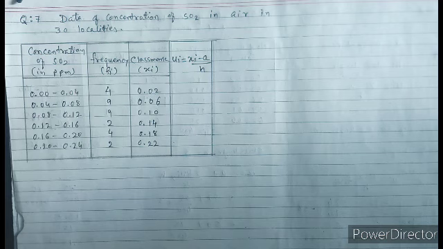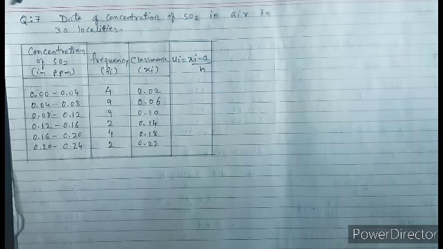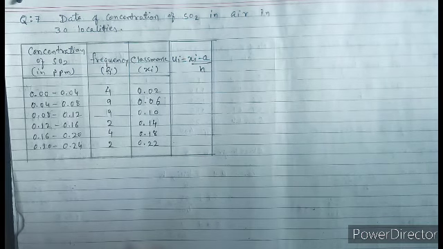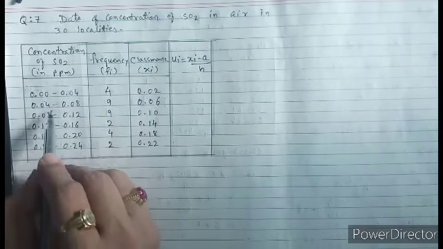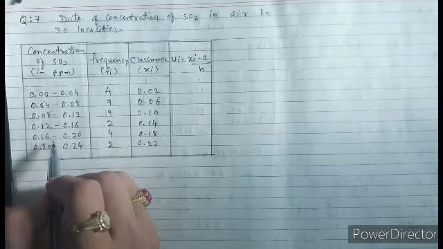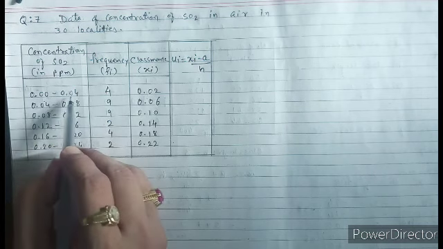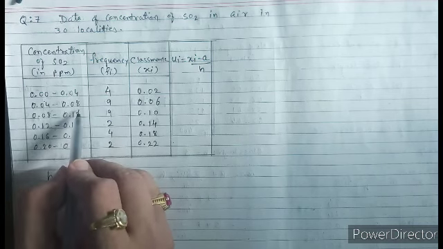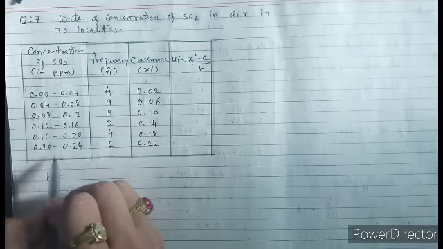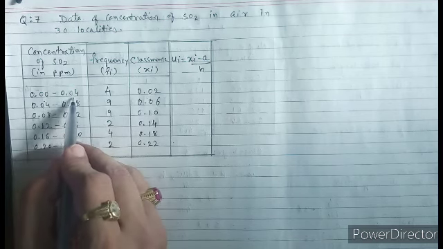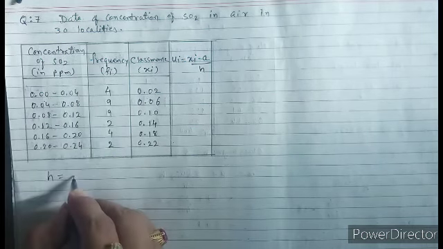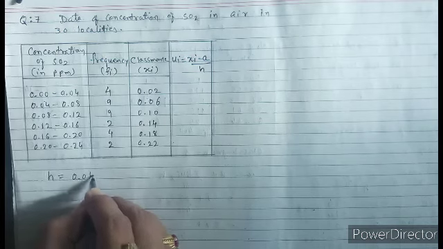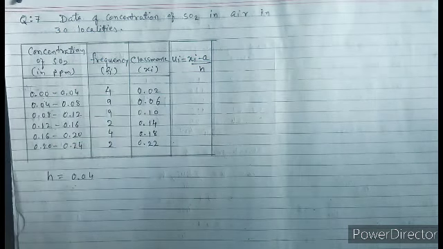Now as we have to get ui equals xi minus a upon h, therefore first of all we have to get h. Here h is the class length of the given classes. Here the class length of all the classes is the same, 0.00 to 0.04, then 0.04 to 0.08. This is a continuous distribution, therefore we can directly subtract 0.04 minus 0.00. So the class length will be 0.04, upper limit minus lower limit.